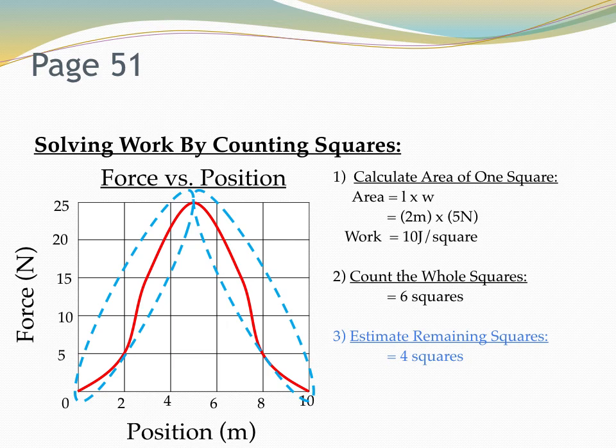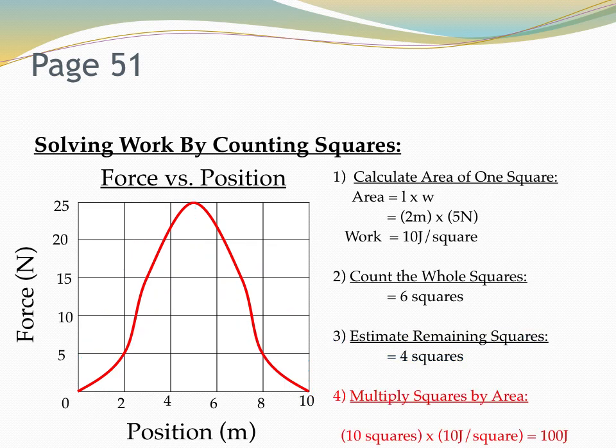Okay, now we're just going to multiply that together. We're going to add those squares that we counted. There's 10 squares that we counted out, 6 whole squares plus my estimate of 4 squares. And we're going to multiply that by 10 joules per square because we know that's how much each square represents. And that gives us a big ol' 100 joules represented in this graph, 100 joules of work.